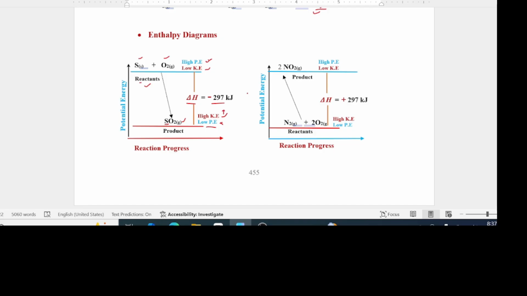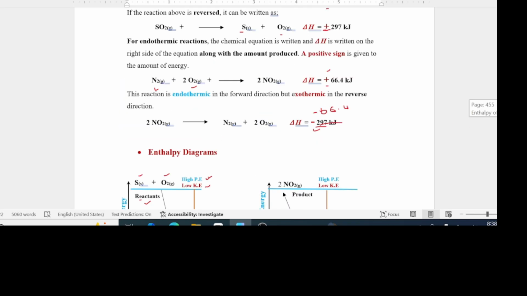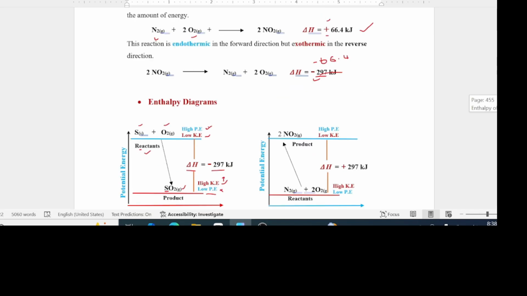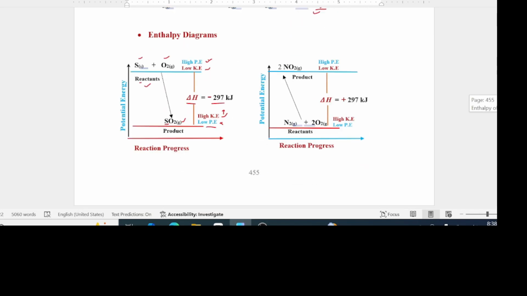And this is shown for this reaction here. Let's look at another reaction that is said to be endothermic. We are looking at this reaction here that we did before. This is an endothermic reaction. Let's see how that is represented by this enthalpy diagram here.